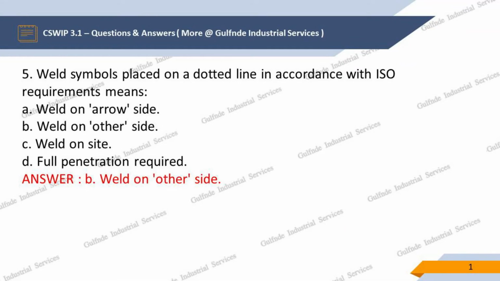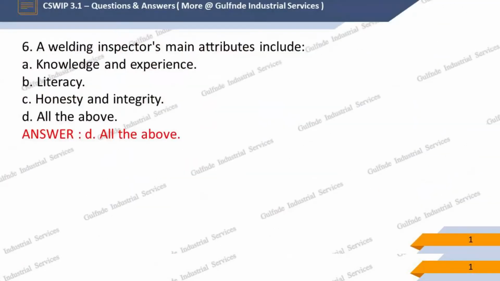Question 5. Weld symbols placed on a dotted line in accordance with ISO requirements means, options are A. Weld on arrow side, B. Weld on other side, C. Weld on site, D. Full penetration required. Our answer is B. Weld on other side.